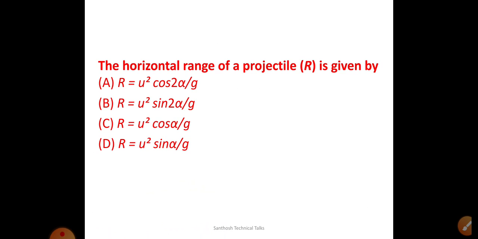The horizontal range of the projectile R is given by U square sine 2 alpha divided by g. U square sine 2 alpha divided by g. Option B is the correct answer.